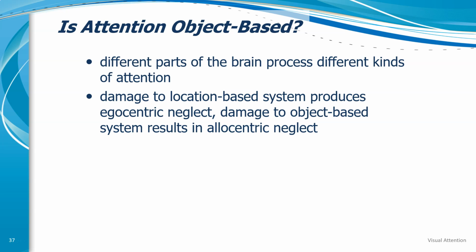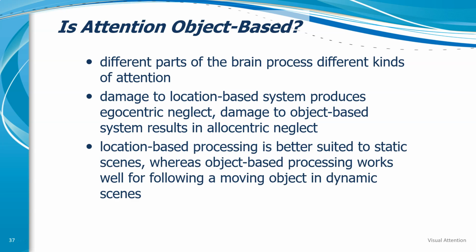Why, though? What would be the point of this? Here's a bit of speculation, but location-based processing of attention might be good for a static scene, something that's not changing. Object-based attention might make a whole lot of sense if you're tracking a moving object, like hunting an animal, potentially. So each of these kinds of attention do make evolutionary sense. I'll stop there.